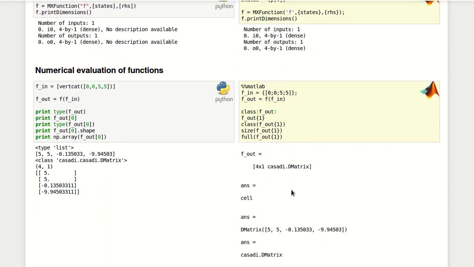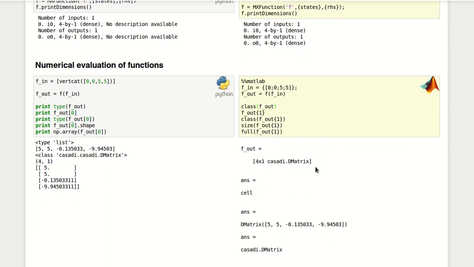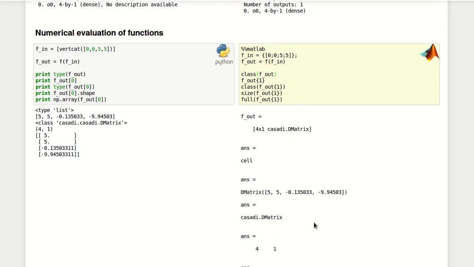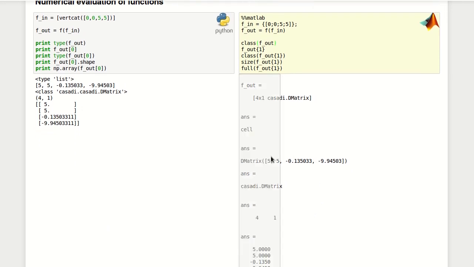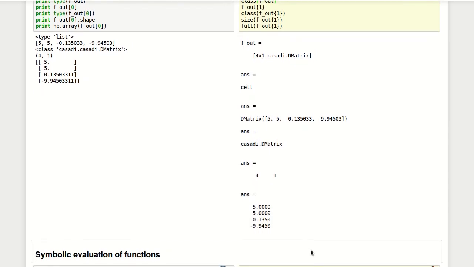In MATLAB it's similar. So what is returned is a cell array, and the first entry of the cell is a DM matrix. And you can create a simple MATLAB matrix from this by using full. So the numbers match up. This is the evaluation of the right-hand side.